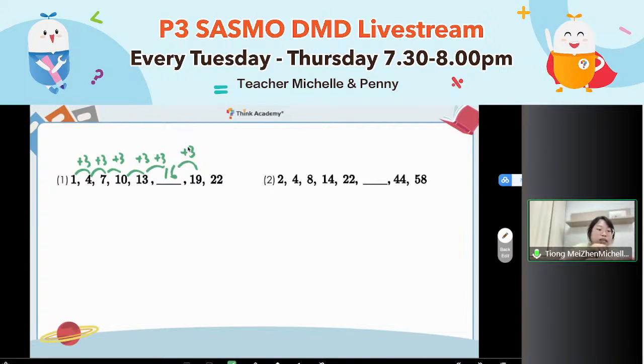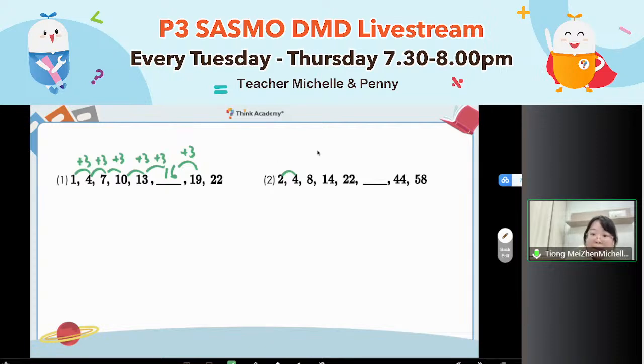There is a chat box in the live chat. You can type your answer there. Okay, I see the correct answer. This time it is getting bigger and bigger. So again, try to draw a bridge in between and find the relationship.